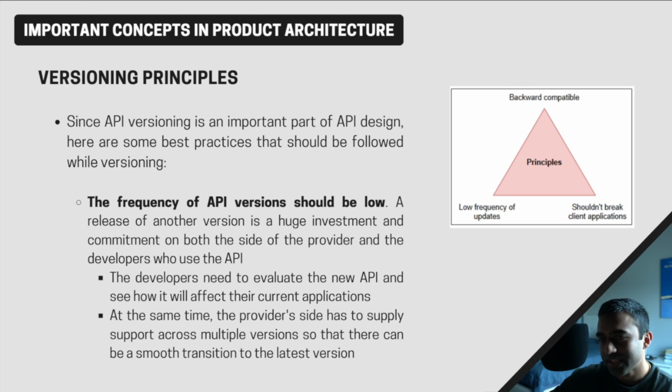And the frequency of API versions should be low. A release of another version is a huge investment and commitment on both the side of the provider and the developers who are using the API. The developers need to evaluate the new API and how it will affect their current applications. At the same time, the provider's side has to supply support across multiple versions so that there can be a smooth transition to the latest version.